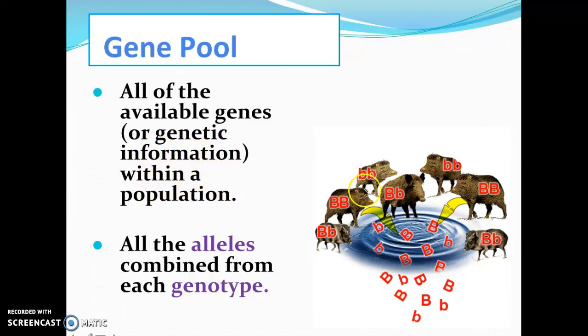So if you get all of the alleles for a given population, all of those alleles combined for any given genotype, all of those alleles will make up what we call the gene pool for a population of individuals.